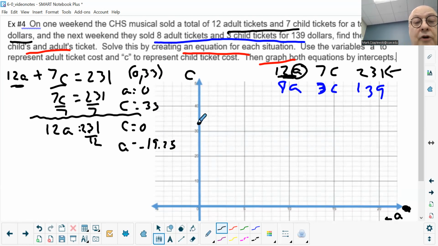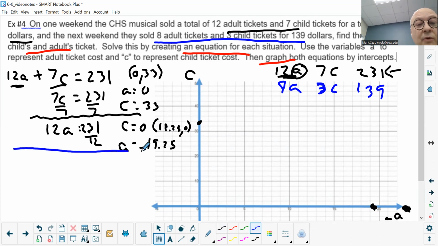And my second ordered pair is going to be the 19.25 first, 19.25, 0. Sorry, I'm trying to write small here. Now, where would 19 be? So 20 is way over here. So 19.25 is right in here somewhere. Do your best because these sometimes are decimals.